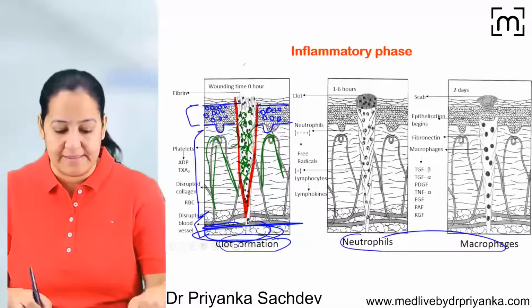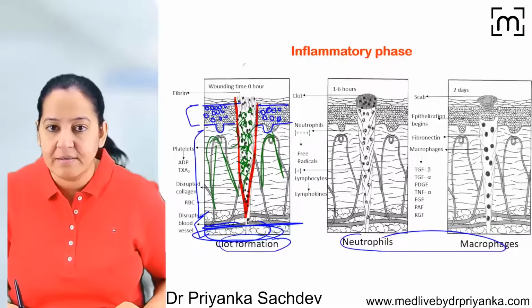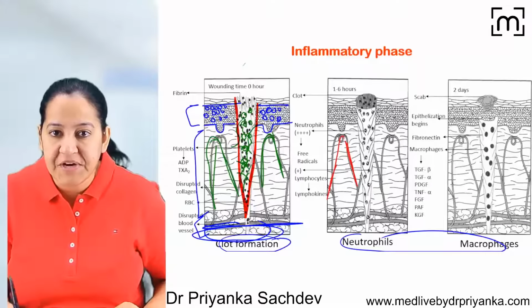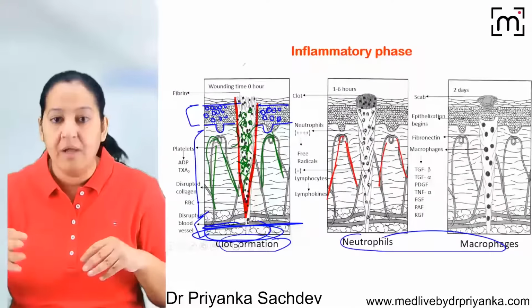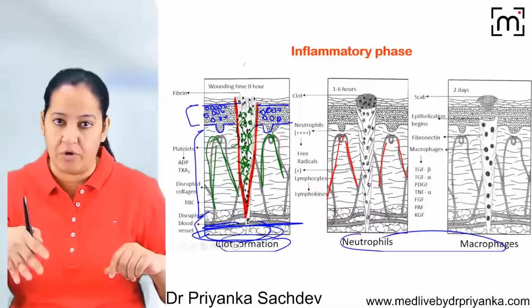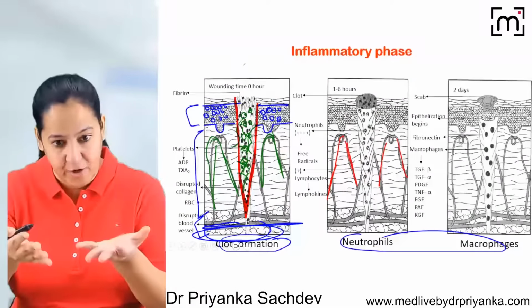Now from these blood vessels, you can see these are the blood vessels. These all are blood vessels. I told you they are present in the dermis. So from the blood vessels, first the platelets came and filled the clot. Then the fibrin will come and fill the clot. So the primary clot is formed, then the secondary clot will form.